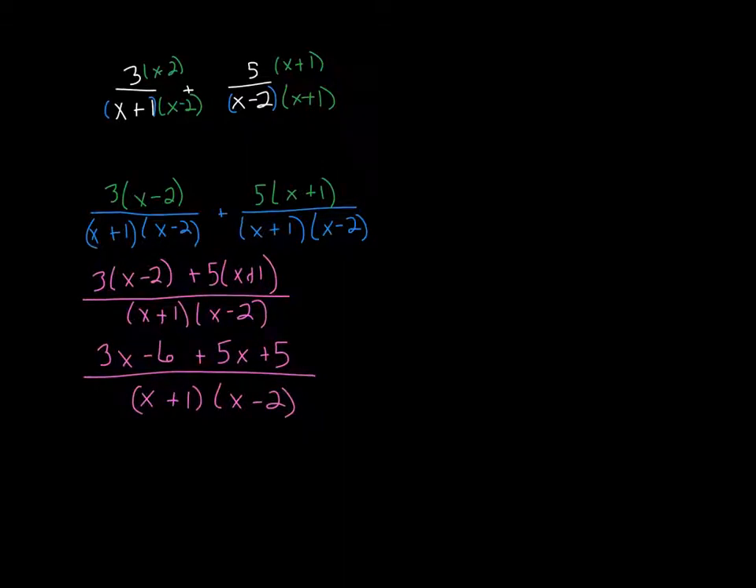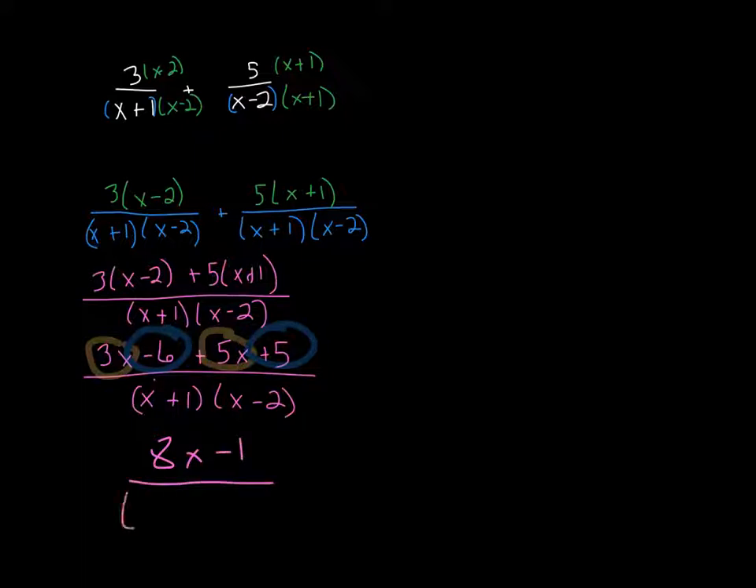And then we have like terms here that can be combined. See the 3x and the 5x, and then the negative 6 and the 5. So let's combine those. 3x plus 5x is 8x. Negative 6 plus 5 is negative 1 over x plus 1, x minus 2.